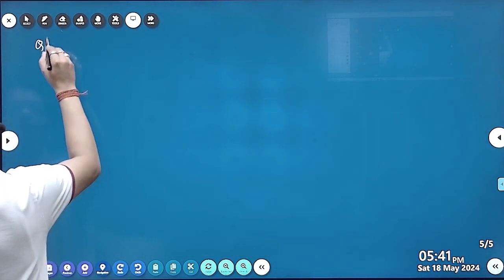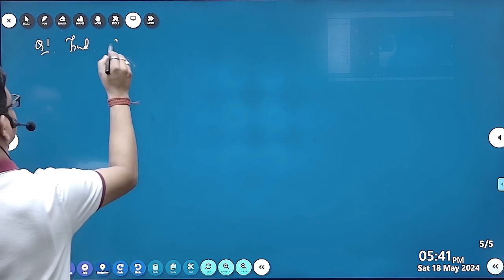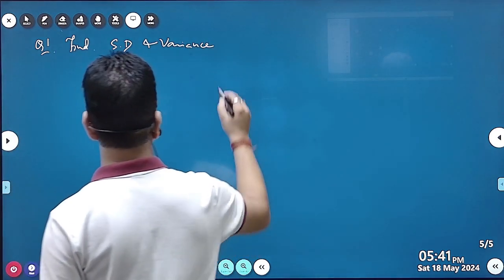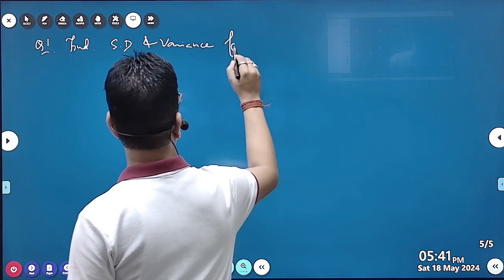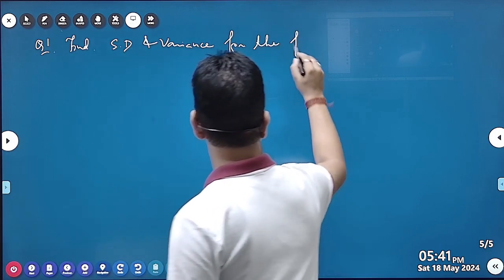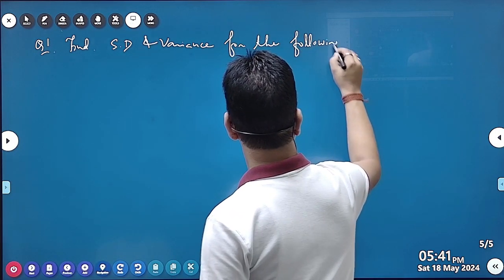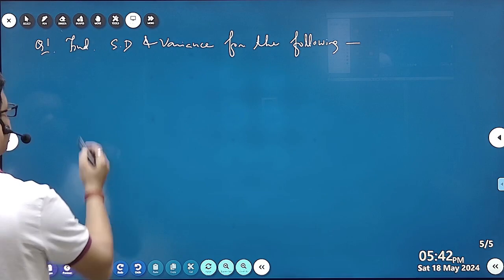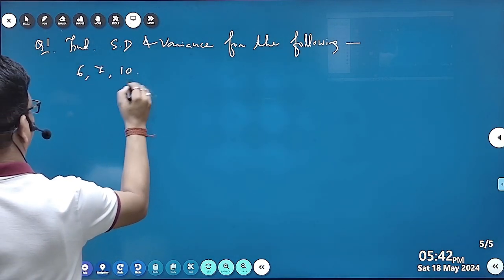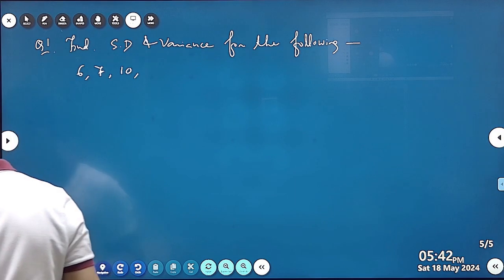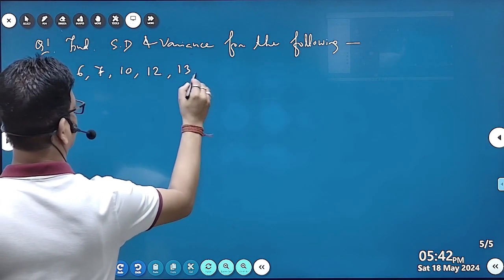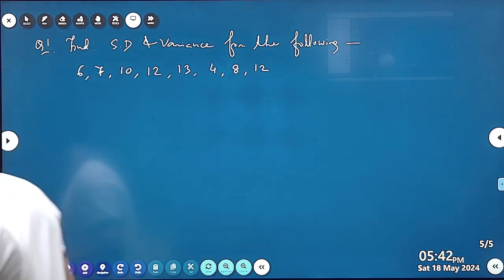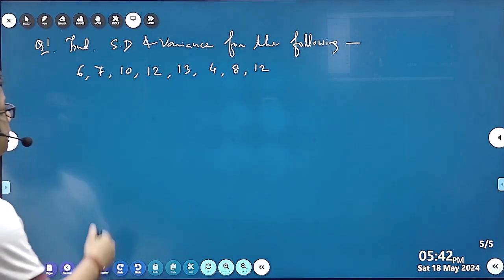Question 1. Find standard deviation and variance for the following data. Okay, so I take an example here. Suppose, this is an easy one, like 6, 7, 10, 12, 13, 4, 8, 12. So you're trying to find the standard deviation and variance for this.